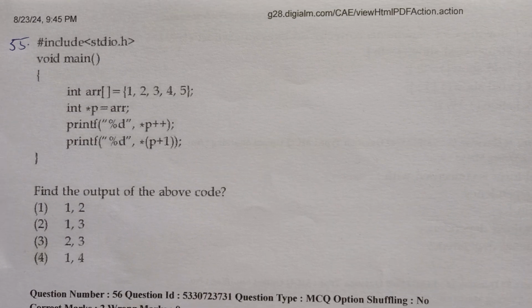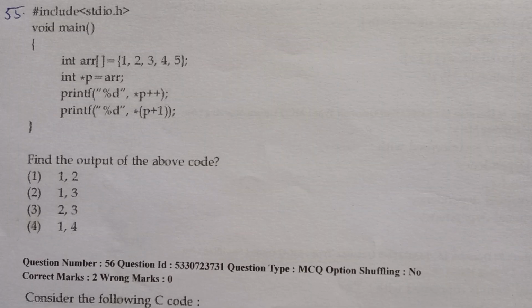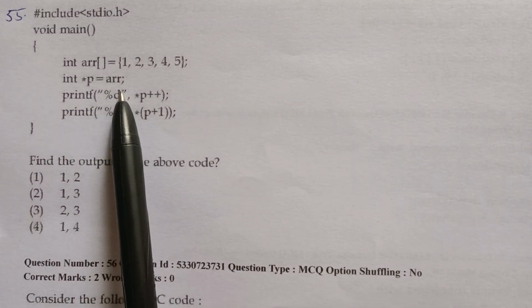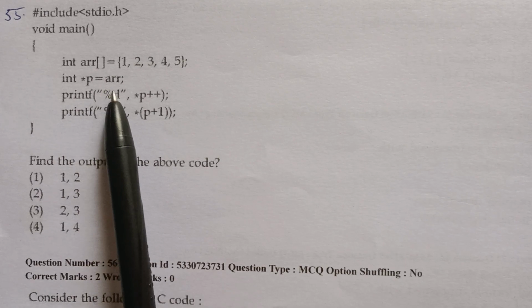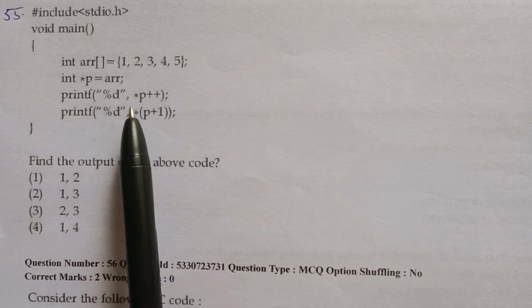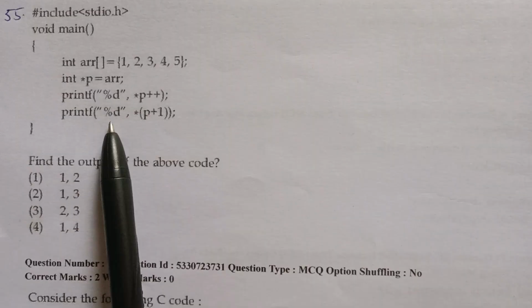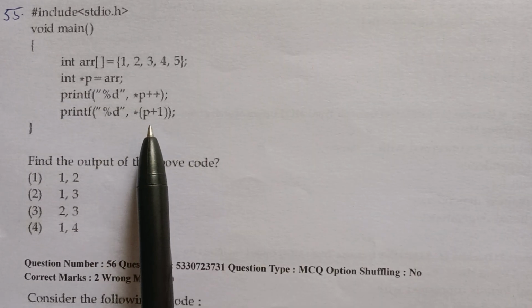We have already covered problems in TOC, computer networks, operating systems, computer architecture, and artificial intelligence. So today we'll be covering C and graphics. First problem, question number 55. Here we are given a problem: void main, int arr, an array 1 2 3 4 5, and int *p, a pointer, equal to arr, printf *p++ and printf *(p+1).